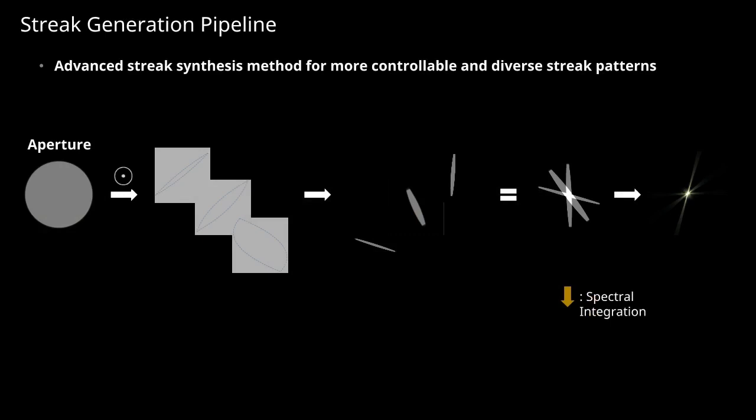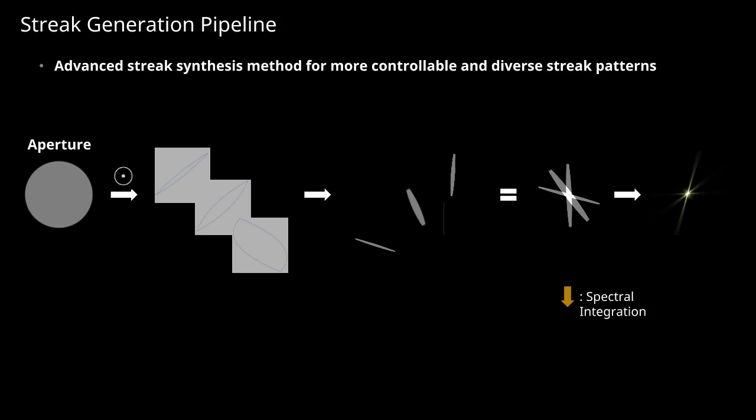Streaks often appear as asymmetric light rays with varied lengths and blurred edges. To capture these complex patterns, we introduce an advanced streak synthesis method based on the aperture geometry. By iteratively generating curved edges and combining multiple streak segments, our method produces controllable and diverse streak patterns that closely match real diffraction effects.